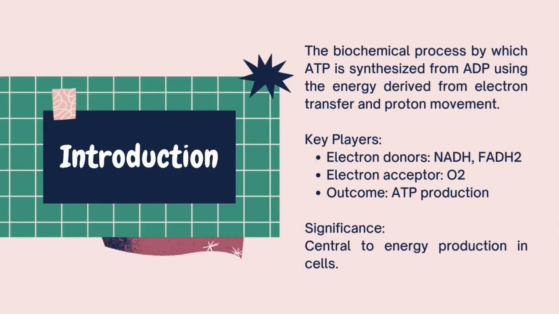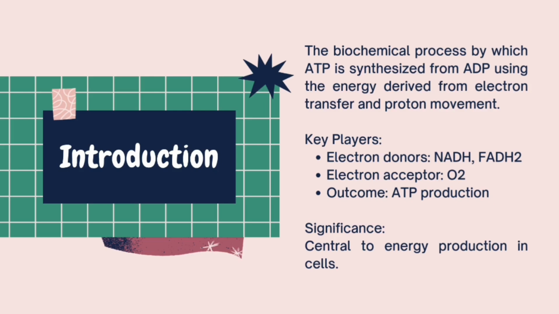So, what is oxidative phosphorylation? It is the biochemical process by which ATP is synthesized from ADP using the energy derived from electron transfer and proton movement. Key players are electron donors, NADH, nicotinamide adenine dinucleotide, and FADH2, flavin adenine dinucleotide. Then the electron acceptor is O2. Then the outcome is ATP production. Significance: central to energy production in cells.